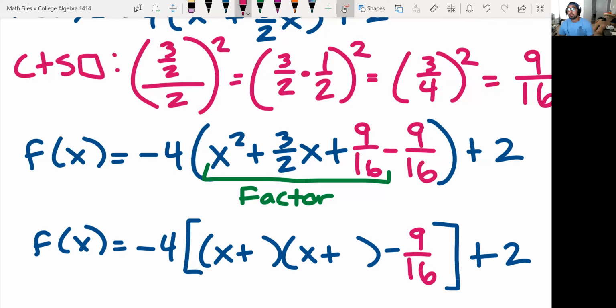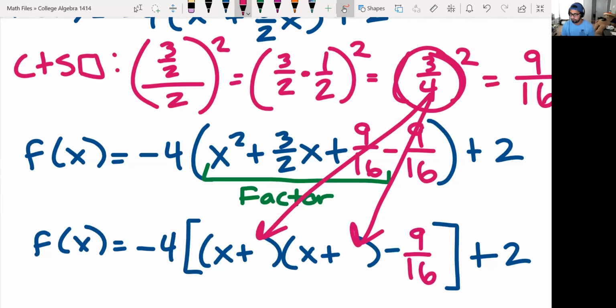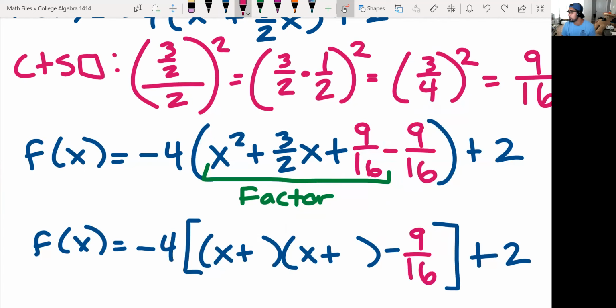Keep this red. Now, how do you factor that trinomial? Well, remember the trick. What number did we square? We squared 3/4. So that's going to go here and here. Too easy, I tell you.